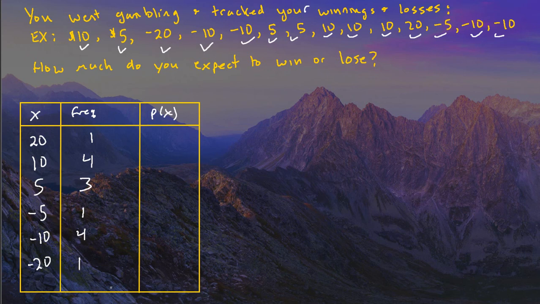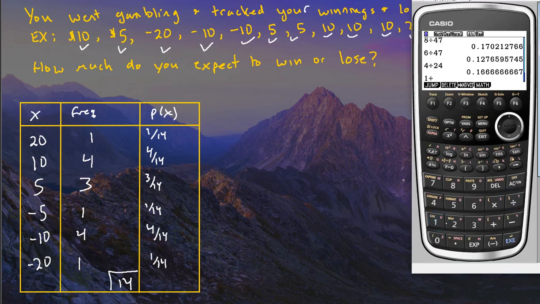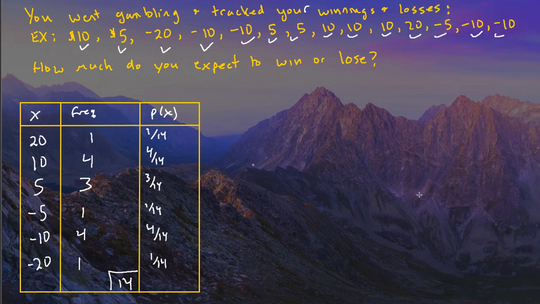So I need a total down here: 1, 5, 8, 9, 14, it looks like 14. So this would be 1 divided by 14, 4 divided by 14, 3 divided by 14, 1 divided by 14, 4 divided by 14, and 1 divided by 14. So let's go ahead and do that. 0.07. It's going to be the same for all of those.